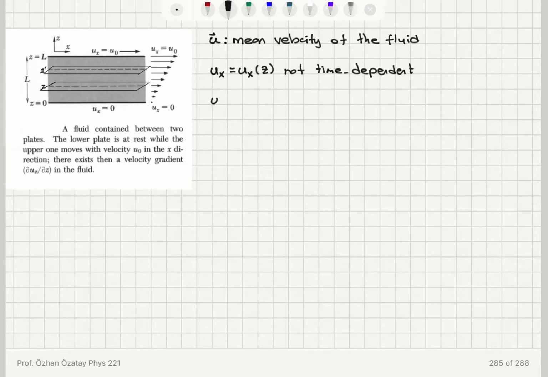And we have the following conditions: ux, the tangential velocity at z is equal to L, at the top of the fluid, is u0, and the x component of the velocity at z is equal to 0 is 0.